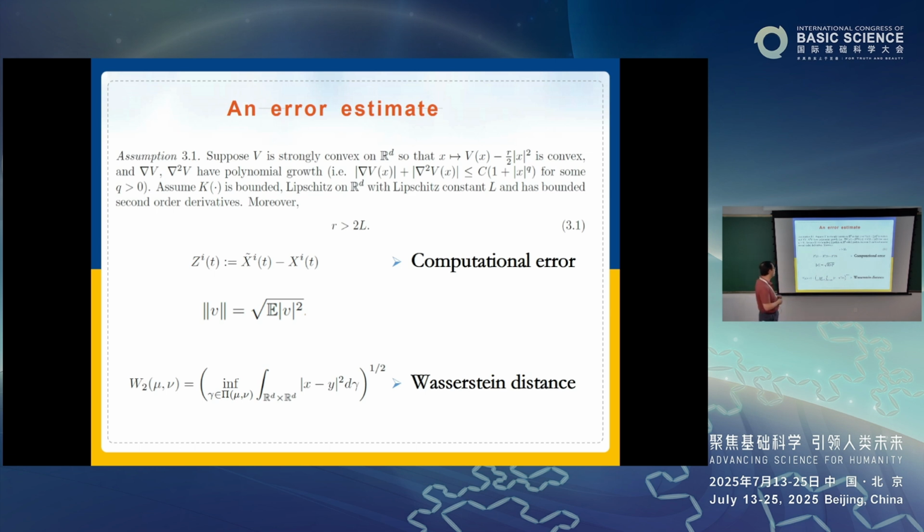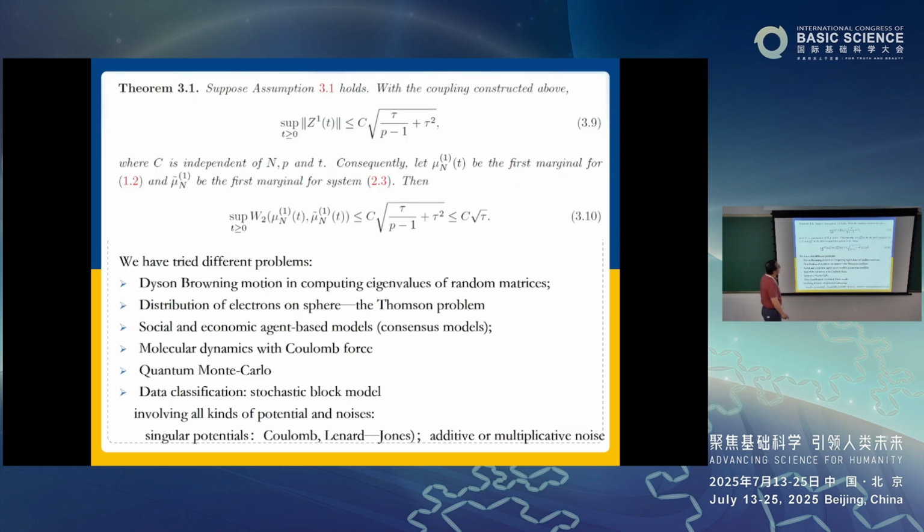Essentially we have an error estimate, with some conditions which I ignore. This is the exact solution. This is the random batch solution. You take the L1 distance, where you take the expectation because it's random. You can also take the Wasserstein 2 distance, which is an equivalent error. Essentially what we can prove is that the Wasserstein 2 distance is bounded by the square root of tau. Tau is the time step. So why square root?